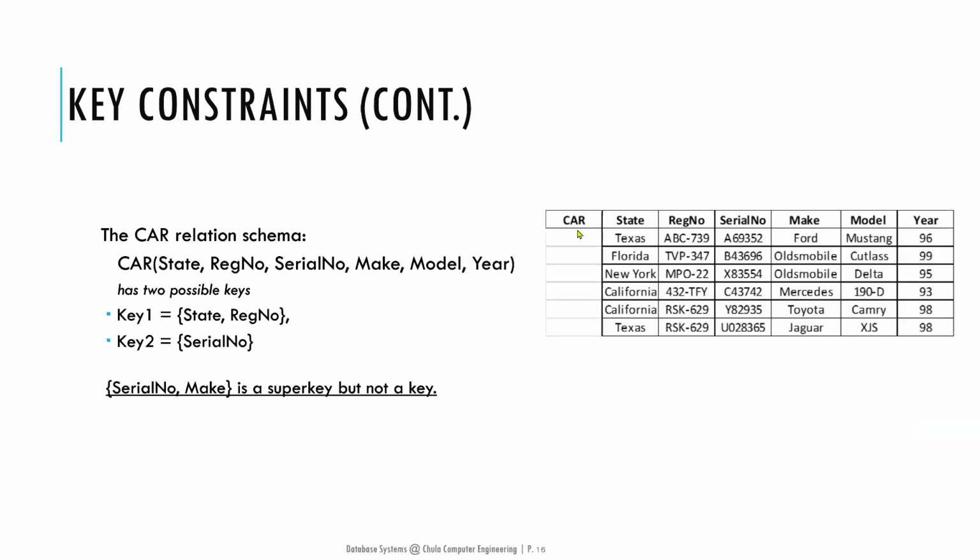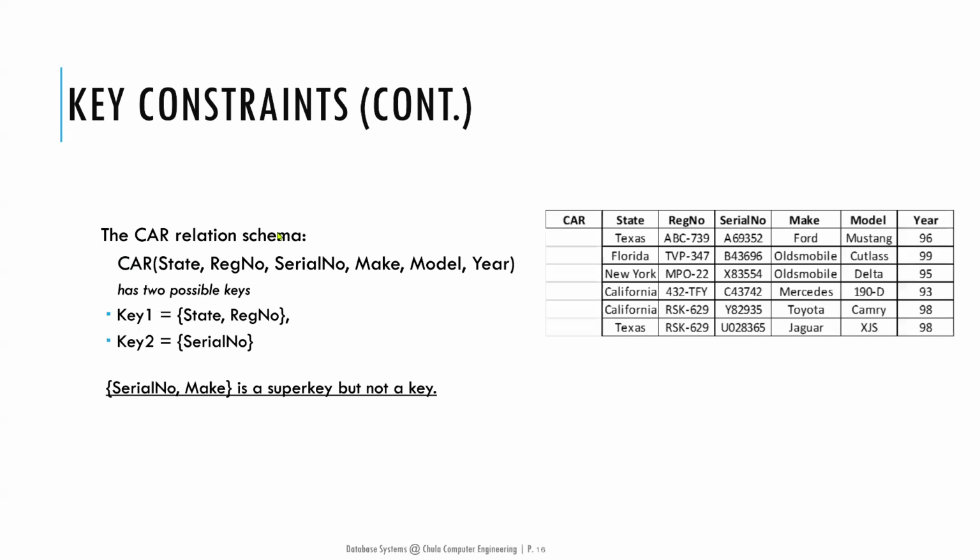I have a car relation schema, right? The default super key would be every attribute. You can use every attribute such that each of the tuples would be unique. But if you take a look at the data in here, if you can still remove some of the attributes and it's still unique, then it's not a key. It's still a super key. So in here, if I remove year and I have the super key as state, registration number, serial number, make, and model, it's still a super key because you remove the year and it's still unique, right?